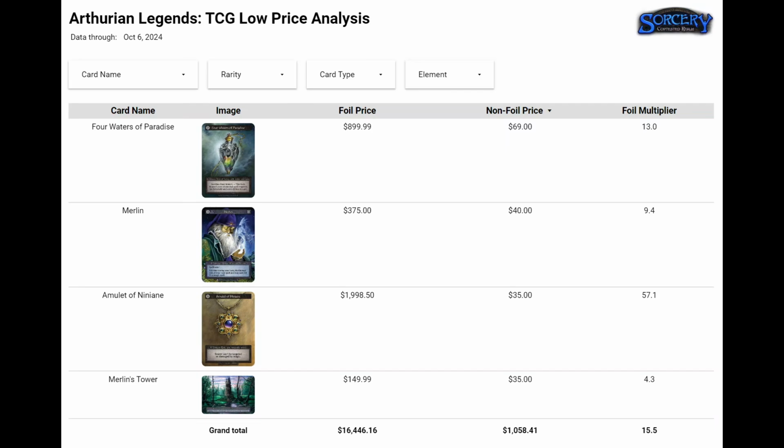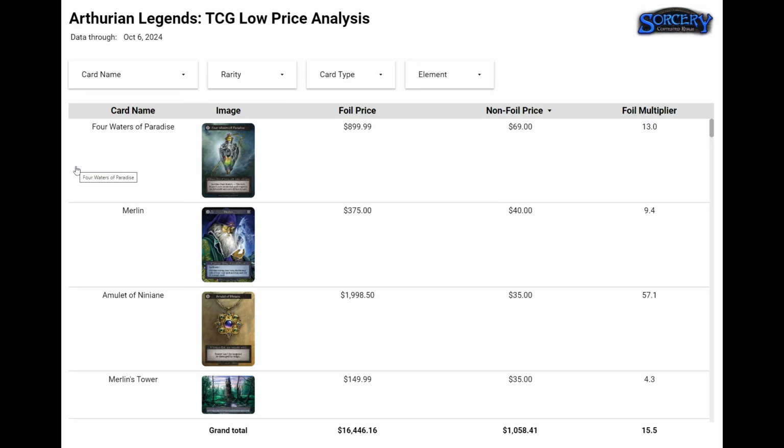For those of you that don't know, I maintain a Sorcery Price Tracker, and I'm excited to say that Arthurian Legends is now included within that. So in this video, I'm going to be walking through some of the new features and functionality of the tool. I'll show how some of it works. But let's just dive right in.